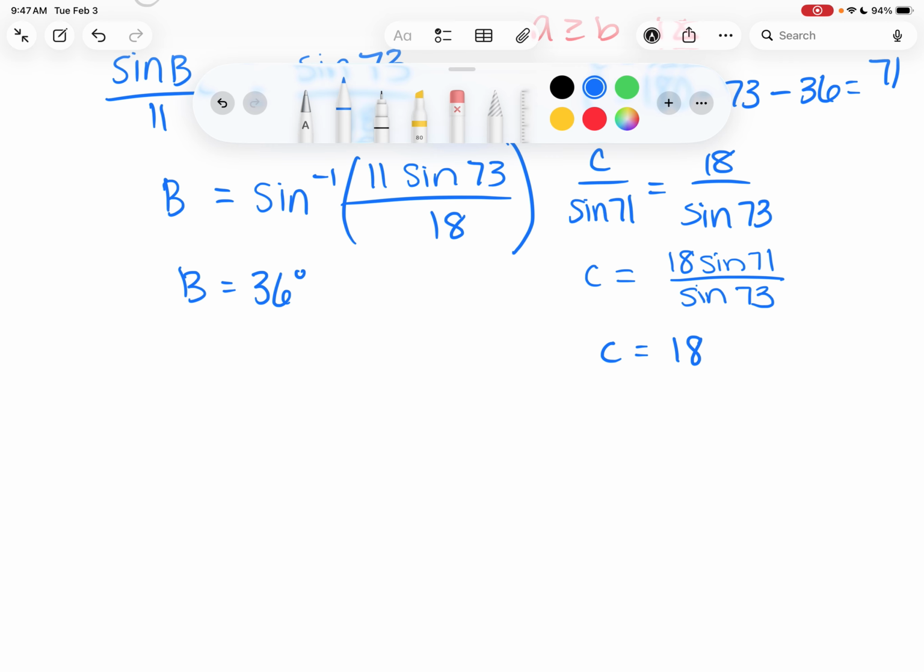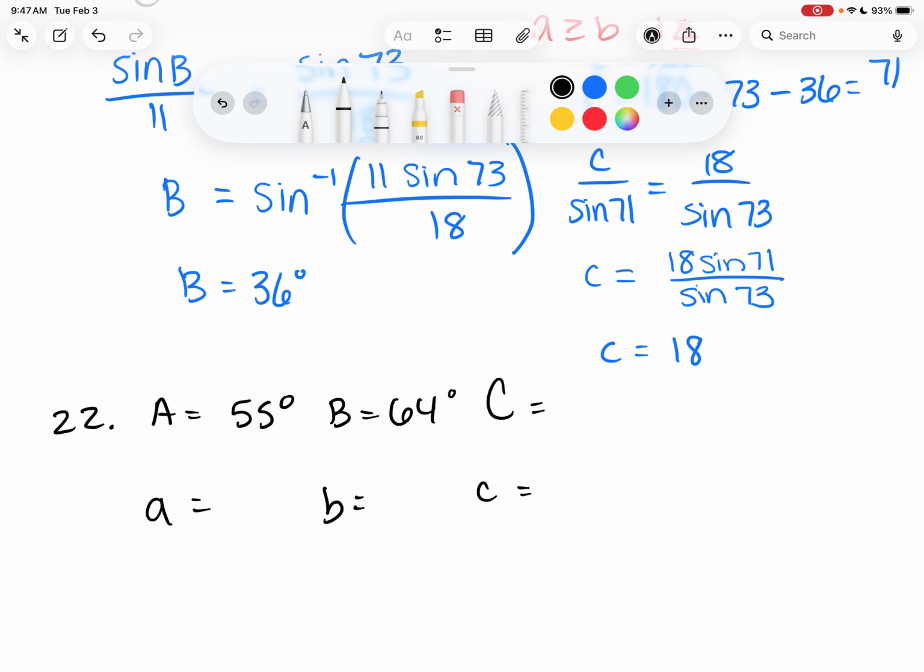Let's see. 22. Angle A is 55 degrees, angle B is 64 degrees, and side C is 44. I keep flipping this. Since I wrote it this way this time for some reason, I'm trying to fill in this thing. Wait, side C was 34. Got sidetracked. Okay. I don't know why I wrote this one sideways. Just roll with me on it.